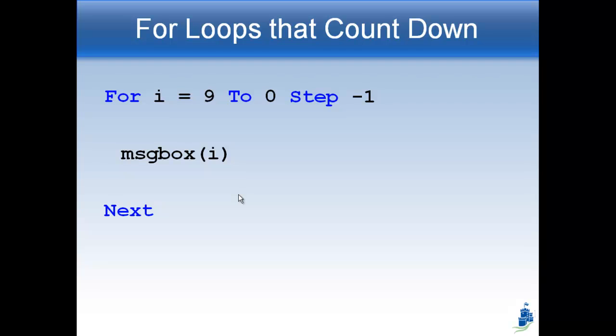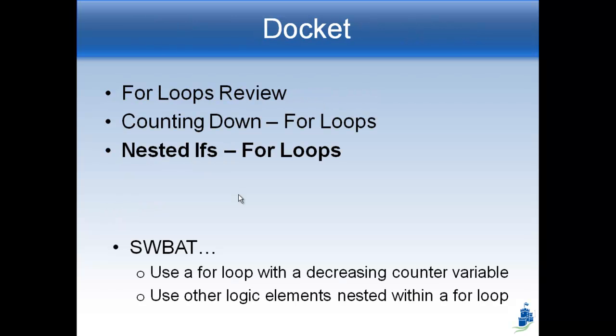You can have a step of 2, you can have a step of -5, whatever works for the program that you're trying to create. So again, if you want your loops to count down, you can use a step of -1. That will make your number count down instead of up.